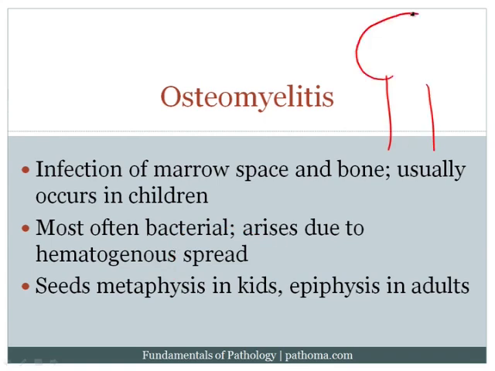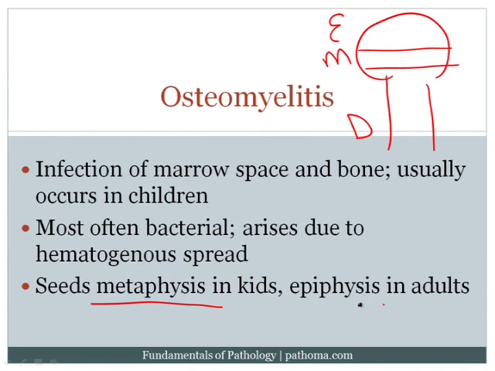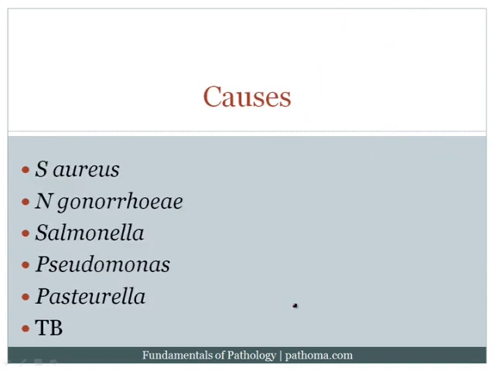Recall that if this is bone, and this is the growth plate here, you've got the epiphysis here, the metaphysis here, and the diaphysis here. And so again, in children, it's usually the metaphysis that gets seeded with bacteria, whereas in adults, it's usually the epiphysis, and that's actually high yield. The causes of osteomyelitis include Staph aureus. This is the overall most common cause.